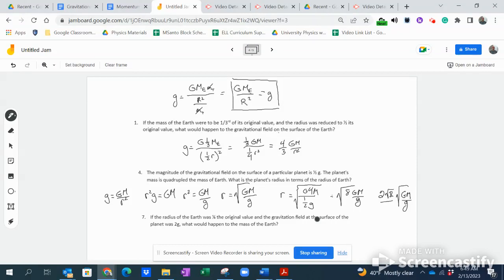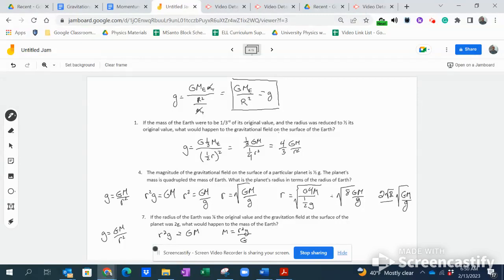Now going down to the last one here, again, we'll start out with the gravitational field. And since we are looking to find out what happens to the mass, I'm going to rearrange this to equal the mass, so then our proportions are a little bit easier to deal with. So m is going to be r squared times little g over big G.